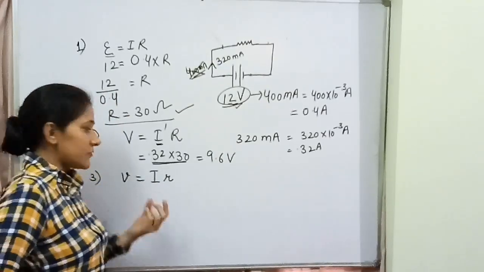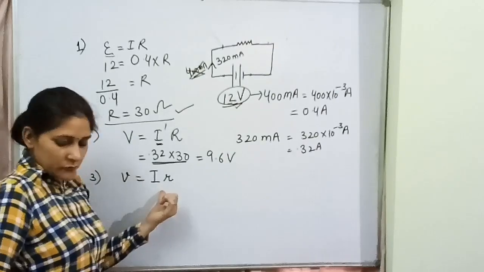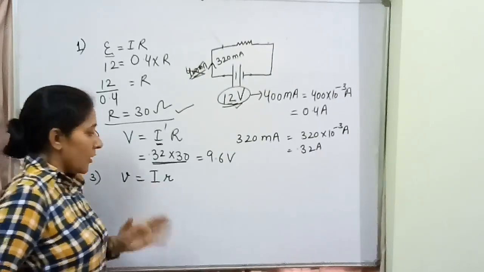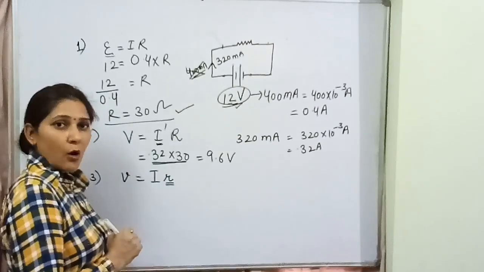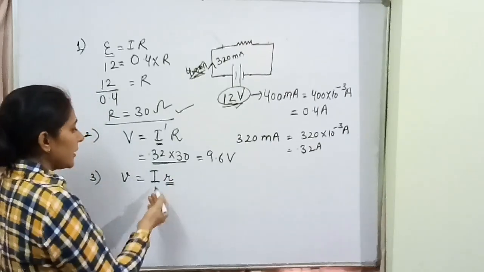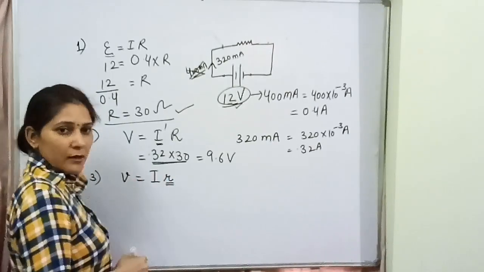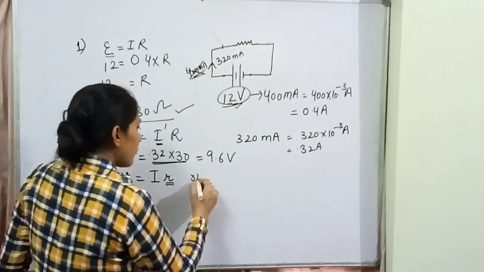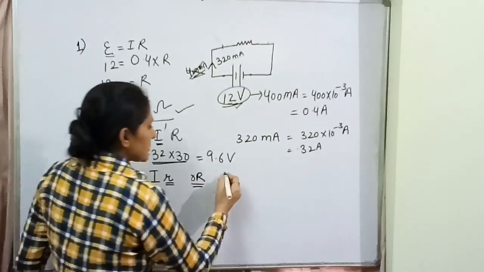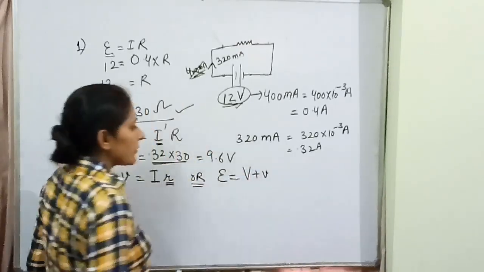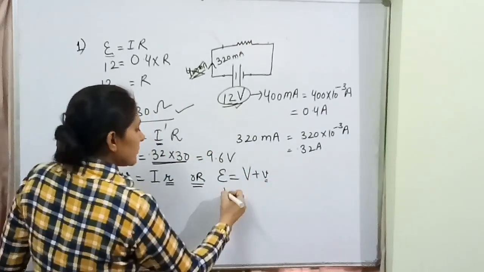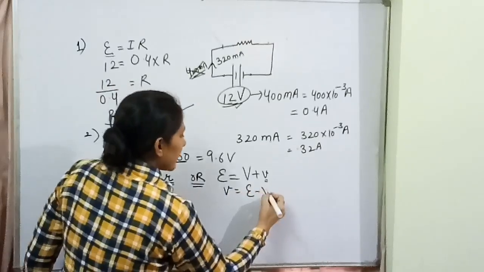EMF और terminal voltage वाला किया था. This will be given by this formula I into R. Or if R is not given to us, then how can we find out this voltage drop? Here I is given to us, या तो हम R का वैल्यू फाइंड आउट करें, or this voltage drop can be given by this formula E is equal to V plus v. Right? From here we can find out this v. v is equal to E minus V.